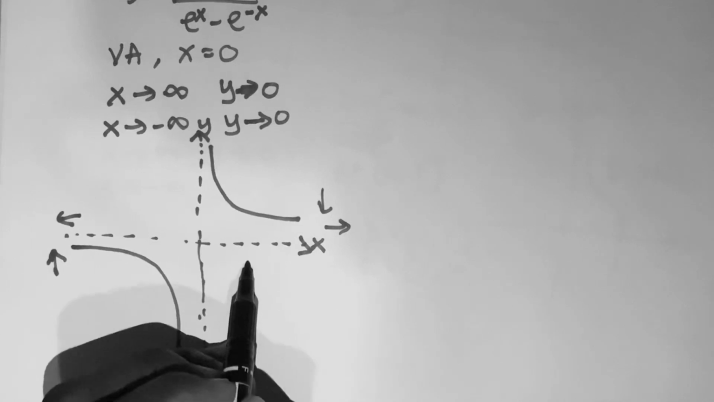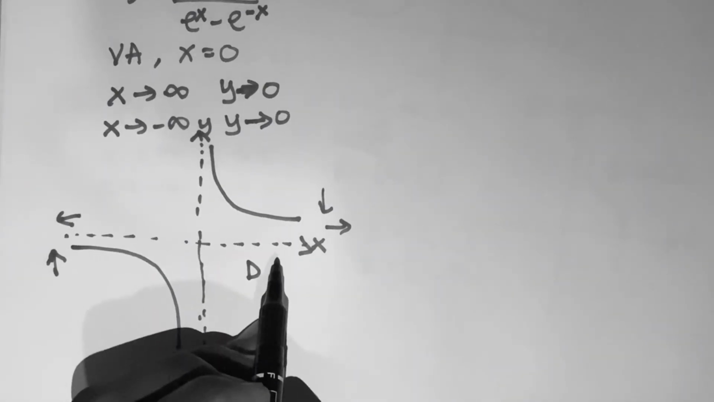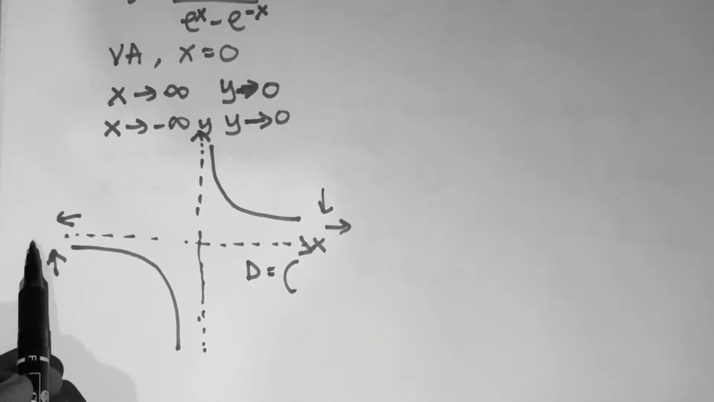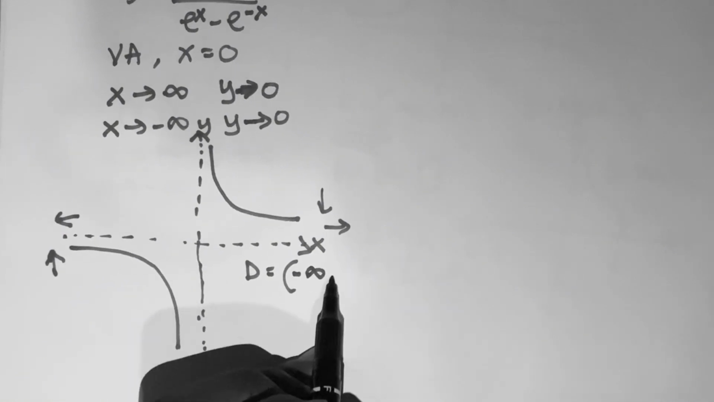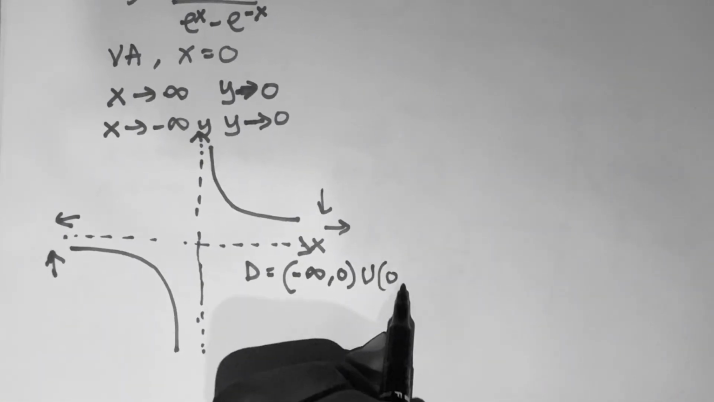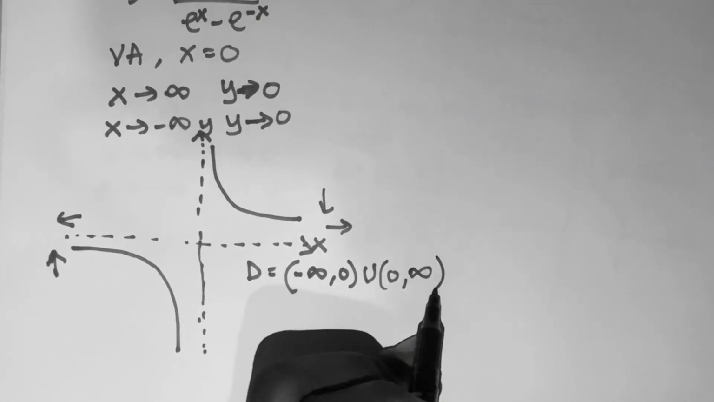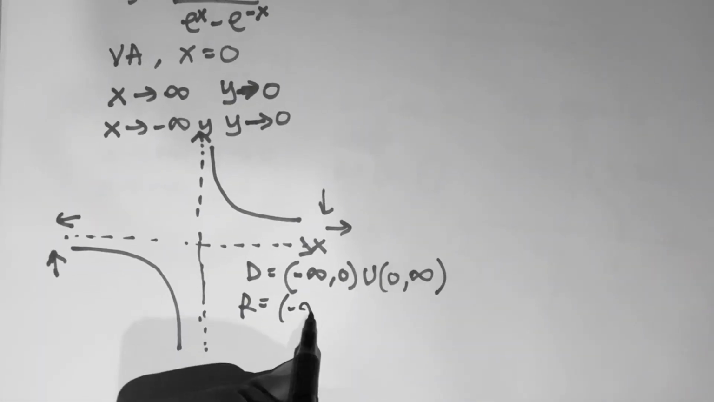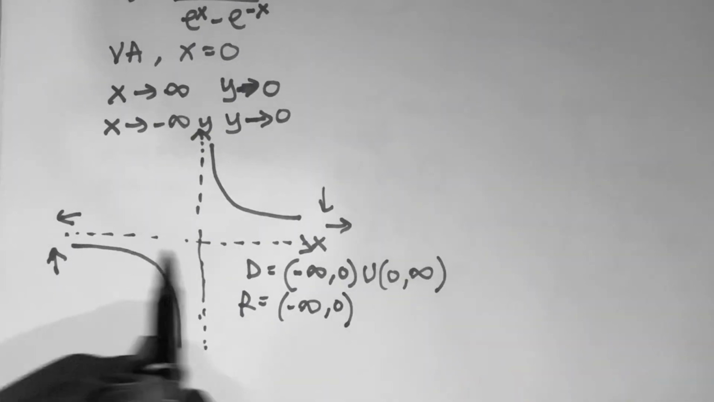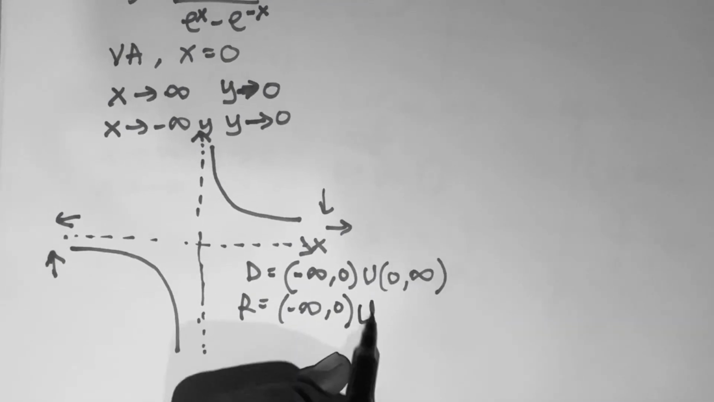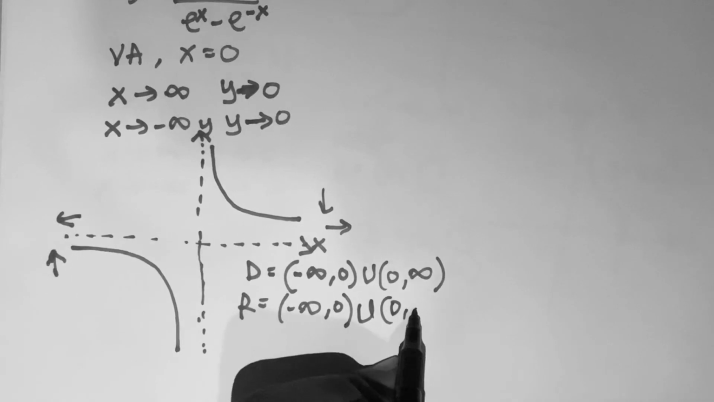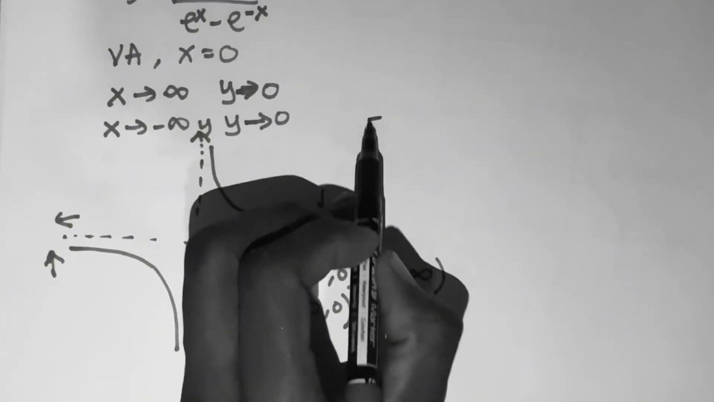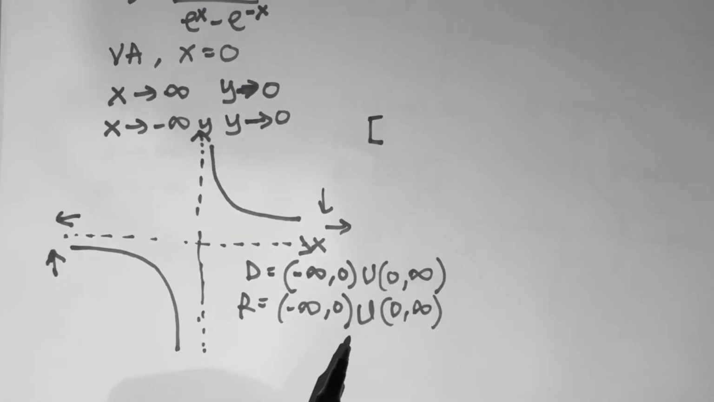So now, what is the domain of this curve? The domain is minus infinity to 0, union 0 to infinity. Then the range is also minus infinity to 0, because the curve does not touch 0, union 0 to infinity. Now we use this bracket when the point is not part, and we use this bracket when the point is part.